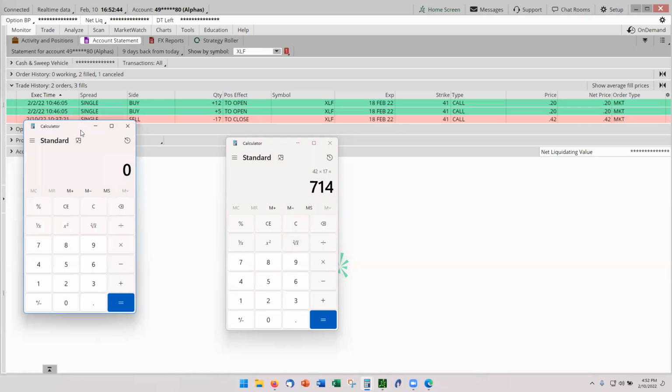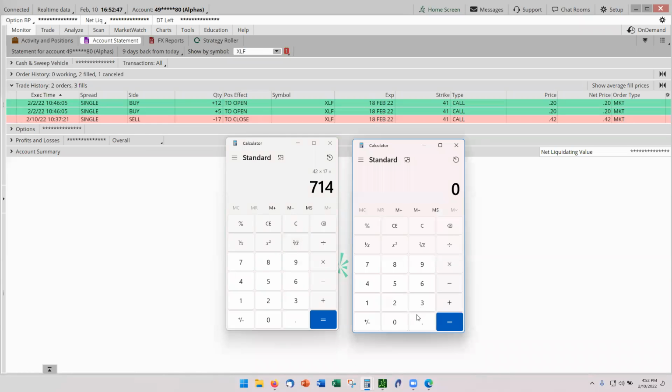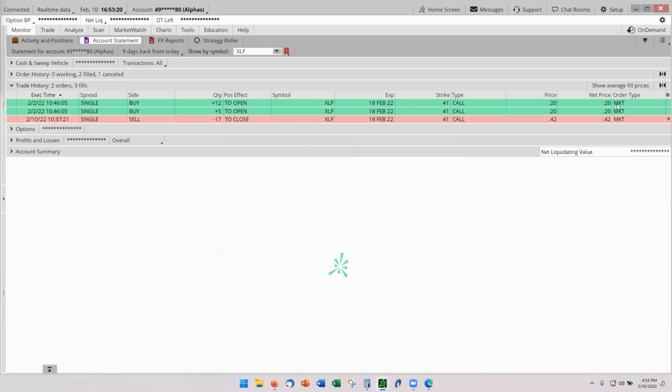Okay. So we bought at 20 cents times 17 contracts times 100 because it's options. It cost us $340. So minus $340, 374. Divide that by the 340 for our gross return as a percentage, and the answer is 110% on the dot. There it is. All right. So now that we have established that, let's go ahead and go to the chart.